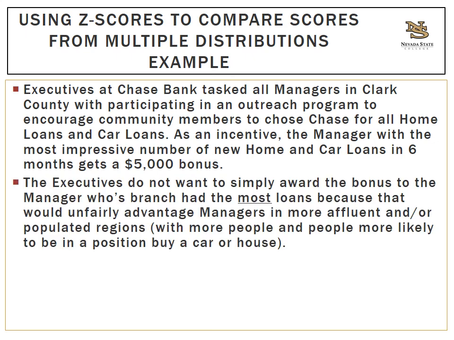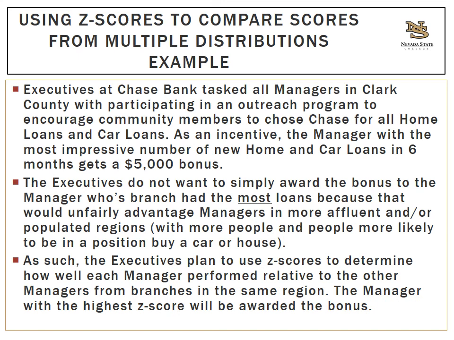So here you go. The executives do not want to simply award the bonus to the manager whose branch had the most loans because, think about it, that's really going to unfairly advantage managers in the more affluent or wealthy areas and/or the more populated regions. If there's more people, you have a better chance of getting more loans. If people have more money, you're going to have a better chance of encouraging people to buy a car or a home through Chase. If there's not very many people or people are pretty broke, chances are, no matter how good your campaign is, you're not going to get people to get home or car loans. So the executives don't want to unfairly advantage those managers who are in more populated or more affluent areas.